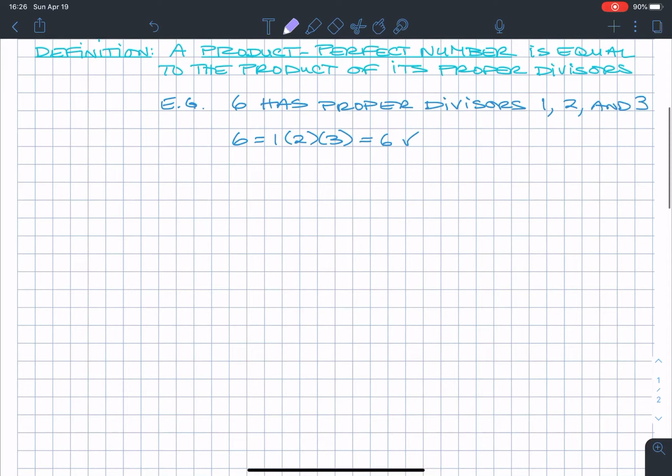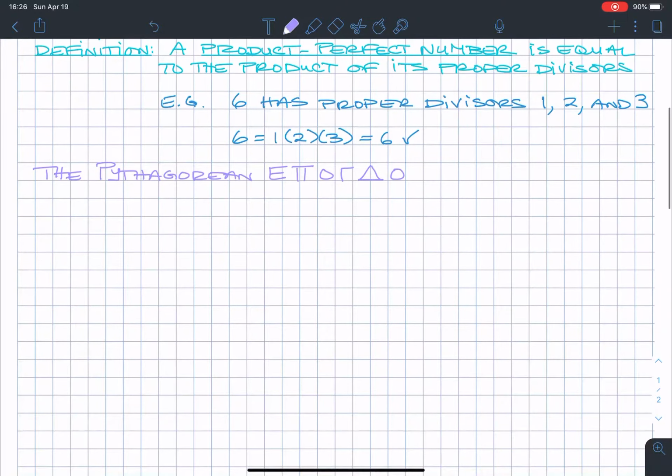So 6 seems important. So this is where we introduce the Pythagorean epogdoon. So epsilon, pi, omicron, gamma, delta, omicron, omega. Oh, that's a terrible omega. Let me try to make it better. Omega, and nu. So this is epogdoon.